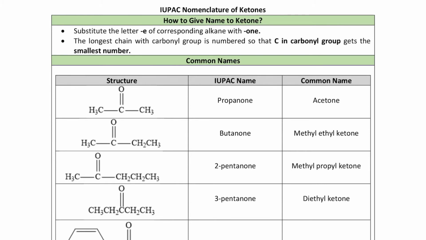So the numbering this time is a bit different from the aldehyde before. For aldehydes, the carbonyl carbon is number 1. But for ketones, the carbonyl carbon tries to get as low a number as possible. So start counting from left to right or top to bottom to make sure the C double bond O gets the lowest number. Alright, we keep that for now.